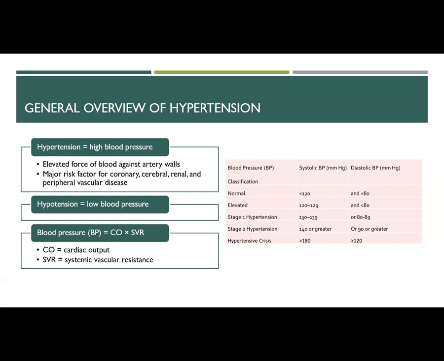We've got different types of blood pressure categories here. With these ranges, you want to make sure you're keeping up to date with them because they can change depending on new studies. So these are just some general ones. A normal blood pressure is less than 120 over 80. Elevated would be 120 to 129 over less than 80. Stage 1 hypertension is 130 to 139 over 80 to 89. Stage 2 hypertension is 140 or greater, and hypertensive crisis is a systolic greater than 180, or a diastolic blood pressure greater than 120.